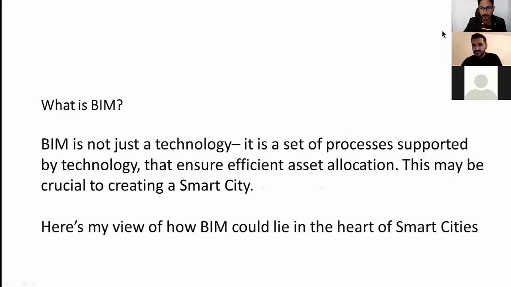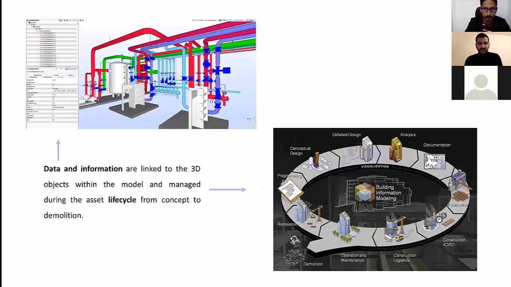BIM is not just a technology, it is a set of processes supported by technology that ensure efficient asset allocation. This may be crucial to creating a smart city. So we are again talking about BIM and smart cities. I will tell you some of my views on how BIM could lie in the heart of smart cities, and one of them could be data information that is linked to the 3D objects within the model and managed during the asset life cycle from concept to demolition.